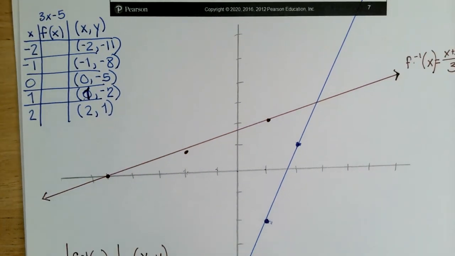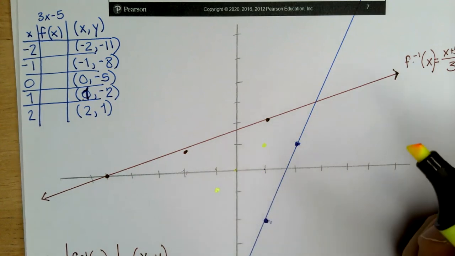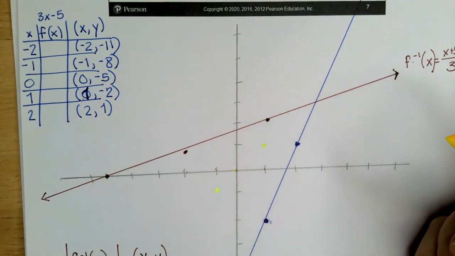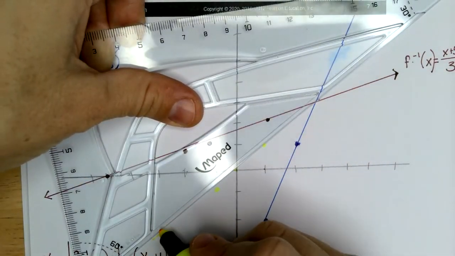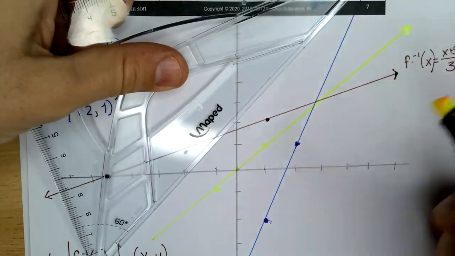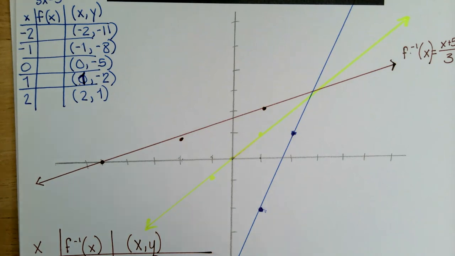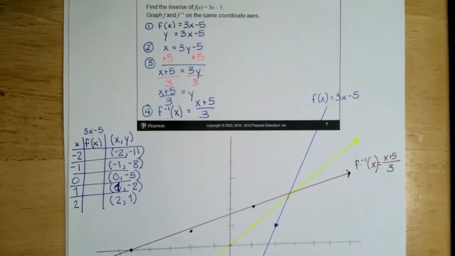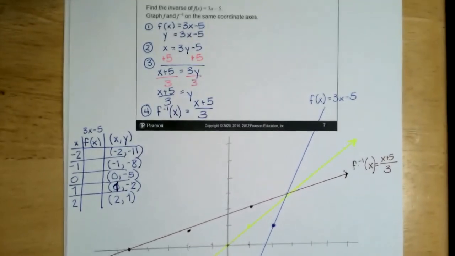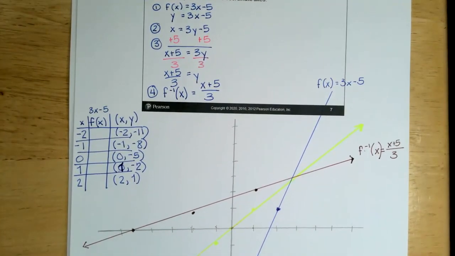Good. And we need to show that it is symmetrical according to that. So we graphed it on the same coordinate axis, and we found each equation.